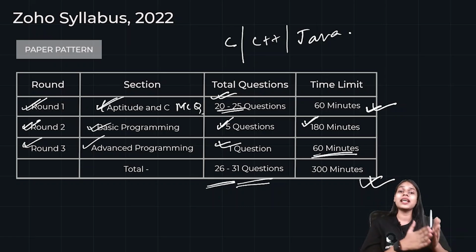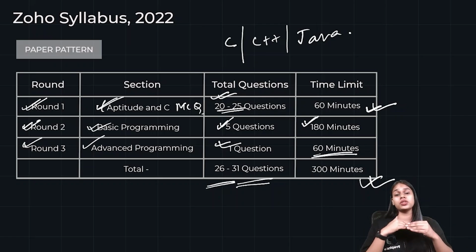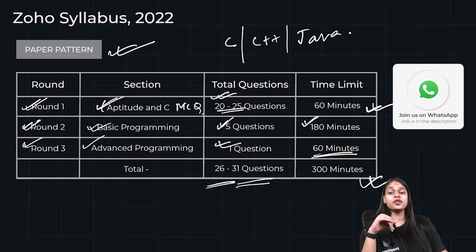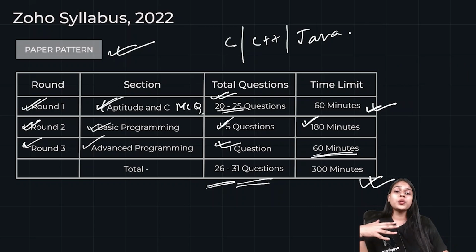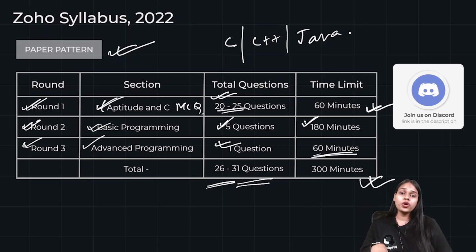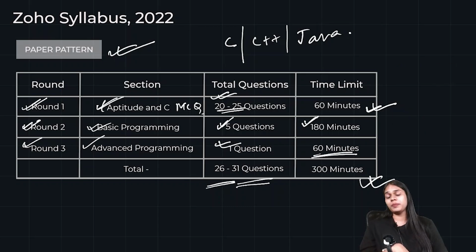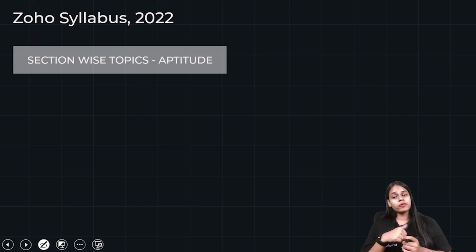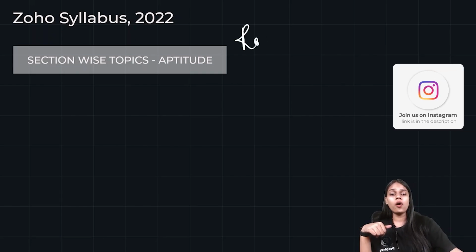If you are selecting or passing through each of the rounds, only then you'll get through to the interview rounds. So this is the paper pattern for Zoho Syllabus 2022. If you have any confusion, you can definitely let us know what your confusion is and we'll try to solve it to the best. Now, let's discuss the section-wise topics. This is round 1.